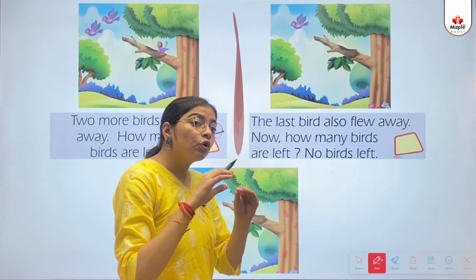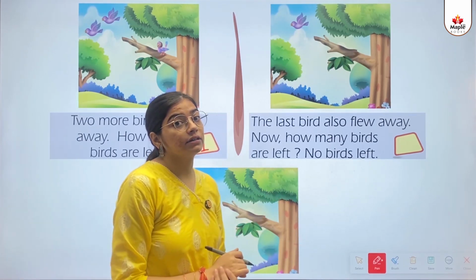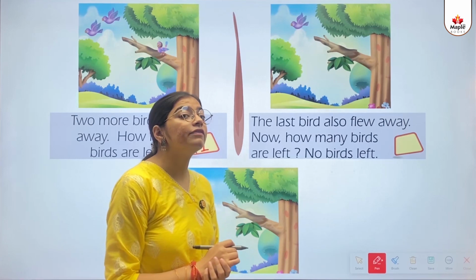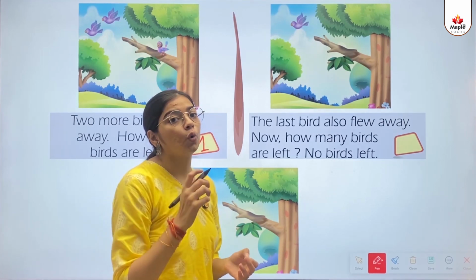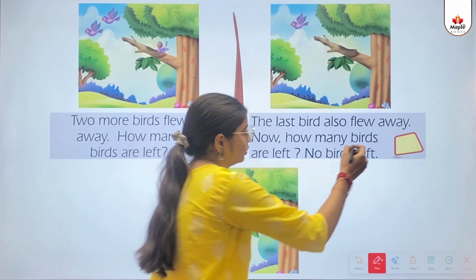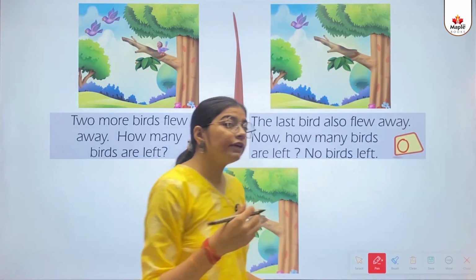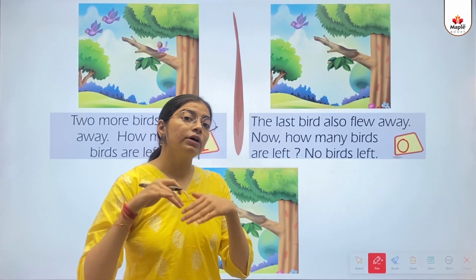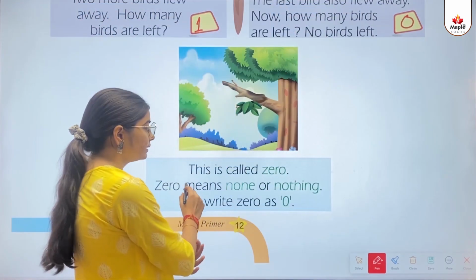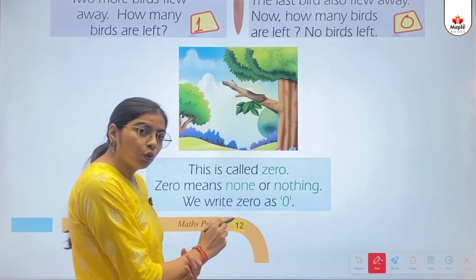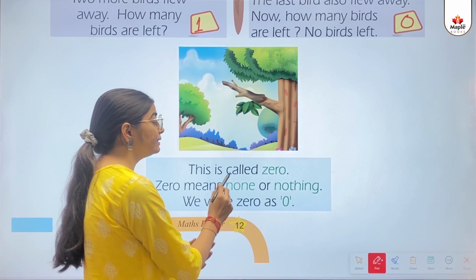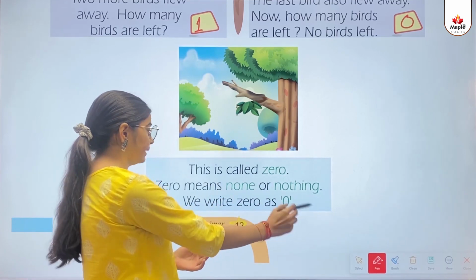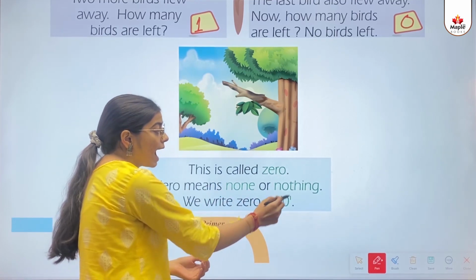So, for no birds left, what do we write here? We will write 0. Where we talk about nothing or nothing left, the concept of 0 exists. This is called 0. 0 means none or nothing. We write 0 as 0.